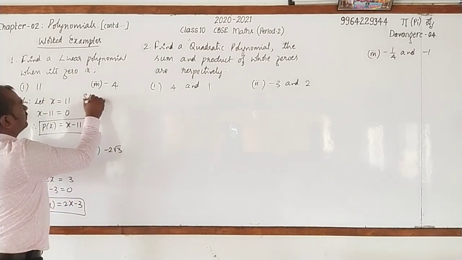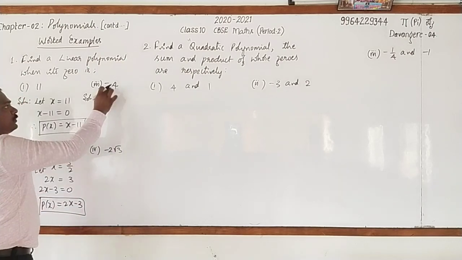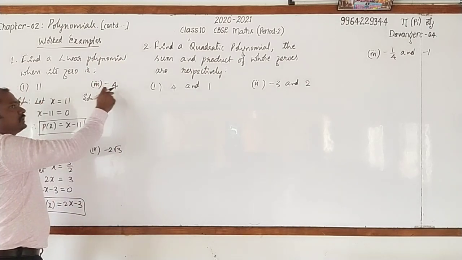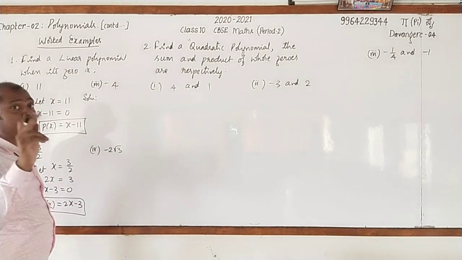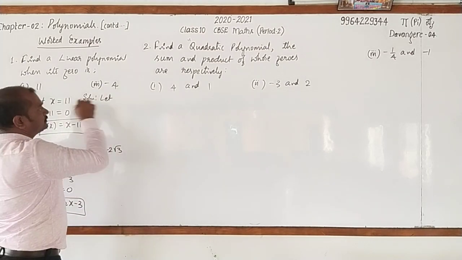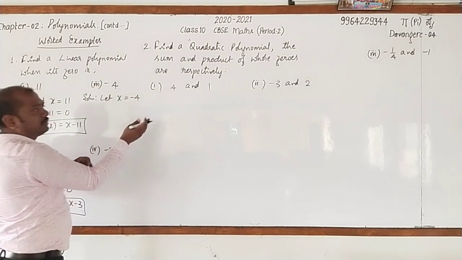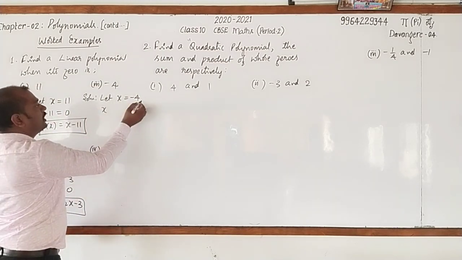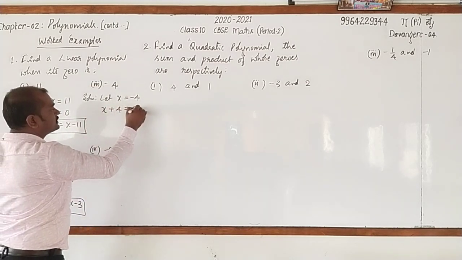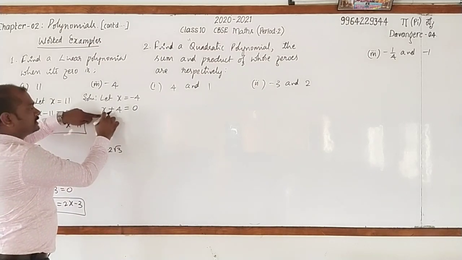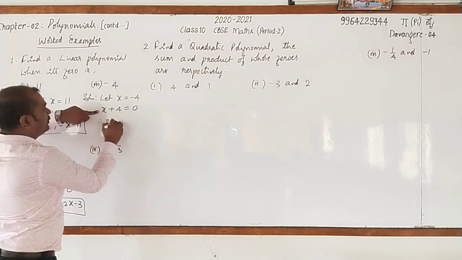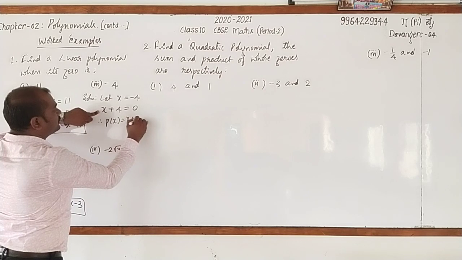Next, third one. Minus 4 is a zero. Using this zero, we have to form a linear polynomial. Let x equal to minus 4. Take this to the left hand side. On transferring, it becomes plus 4. It is equal to 0. The LHS part is the polynomial. Therefore, P of x equal to x plus 4.